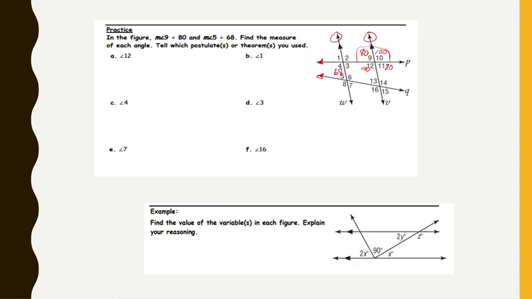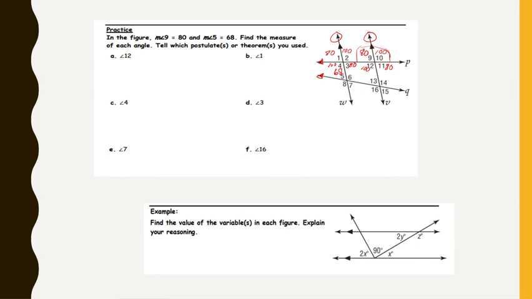If angle 10 is 100, then its corresponding angle number 2 has to be 100. If angle 9 is 80, its corresponding angle here, number 1, has to be 80. Okay, so 3's got to be 80 because of vertical angles, and number 4 has to be 100. Okay, now let's work this line right here.